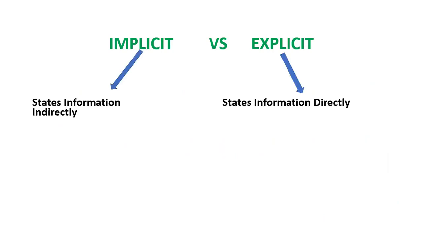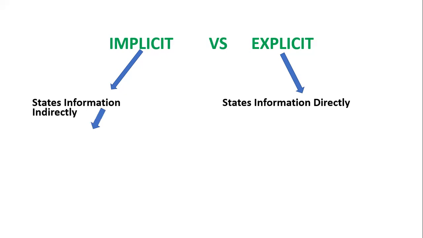When we talk about implicit, it means any information which is indirect information. On the other hand, when we talk about explicit, it means we are talking about direct information. Direct information means the information which is very clear to understand. You can say we are talking about explicit statements, or explicit meaning.